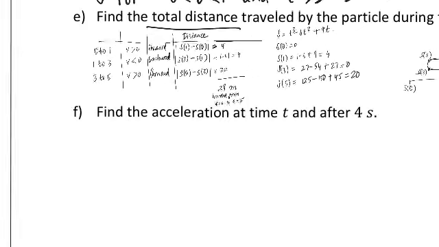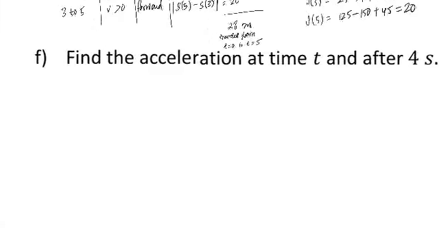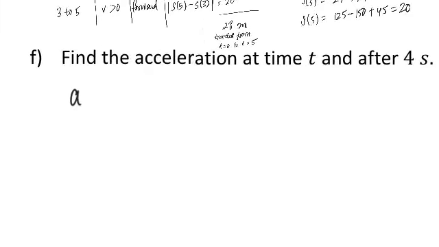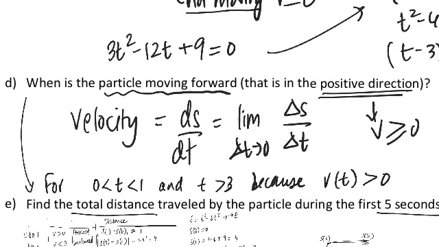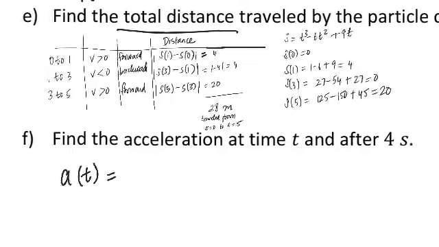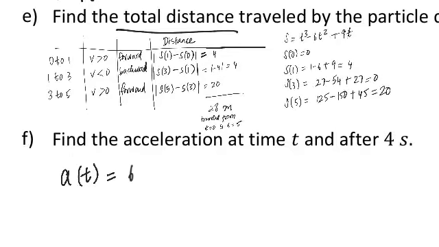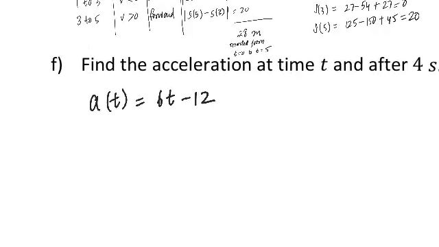Okay, let's move on to find the acceleration. So that's another rung down the ladder, right? So a of t is now the derivative of the velocity equation, which is 3t squared minus 12t plus 9. So it will end up being 6t minus 12 is my acceleration, and a of 4 is going to be 6 times 4 minus 12. That's just 24 minus 12, or 12.